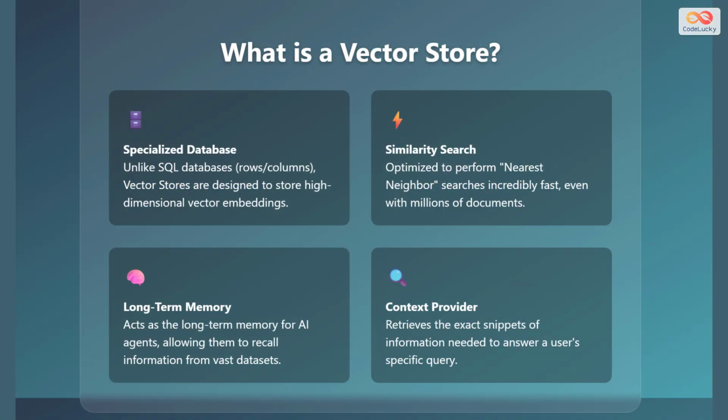A vector store is a specialized database designed specifically to handle these embedding vectors. Unlike a standard spreadsheet or SQL database, a vector store is optimized to perform mathematical calculations to find the nearest neighbors for any given query. It effectively acts as the long-term memory for your AI application.